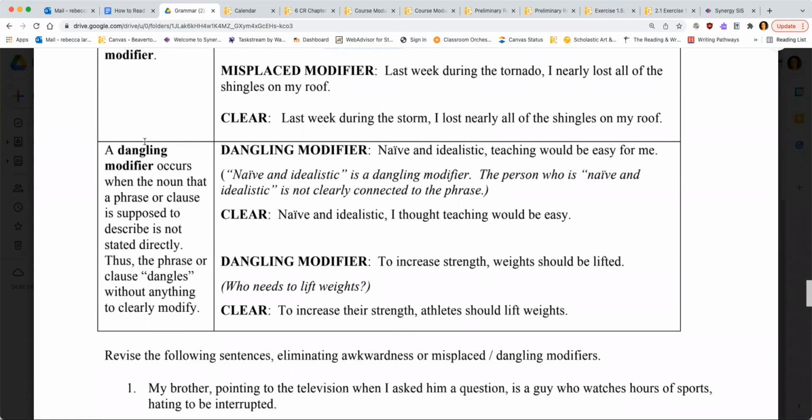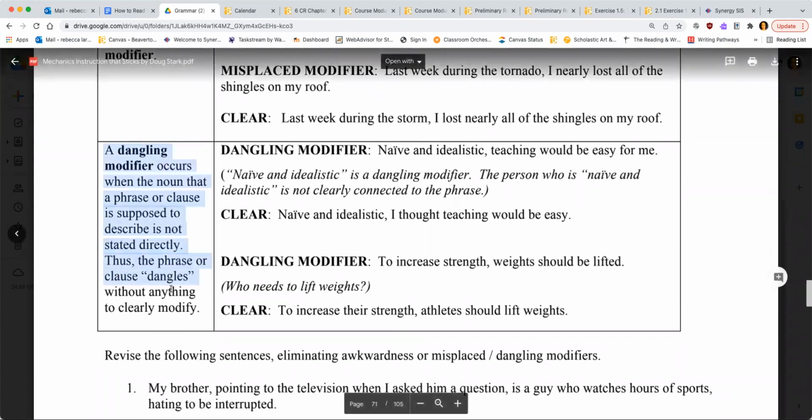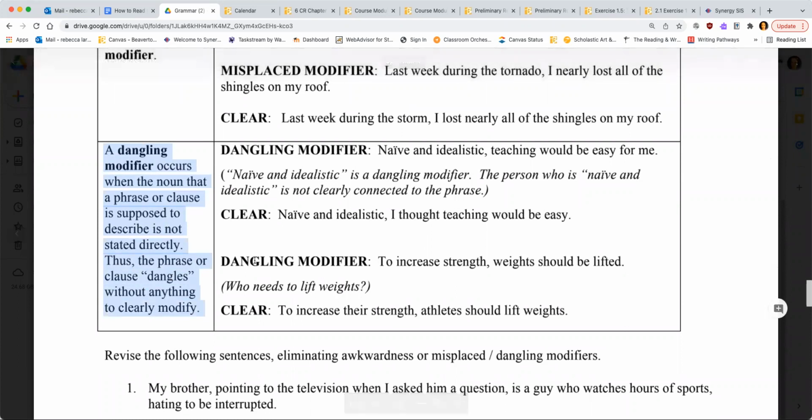And then thirdly, the dangling modifier. You don't want your modifiers dangling. It's rude. The dangling modifier occurs when the noun that a phrase or clause is supposed to describe is not stated directly. I see this so much in student writing, specifically in student analytical writing. This happens quite often. Thus, the phrase dangles without anything clear to modify.